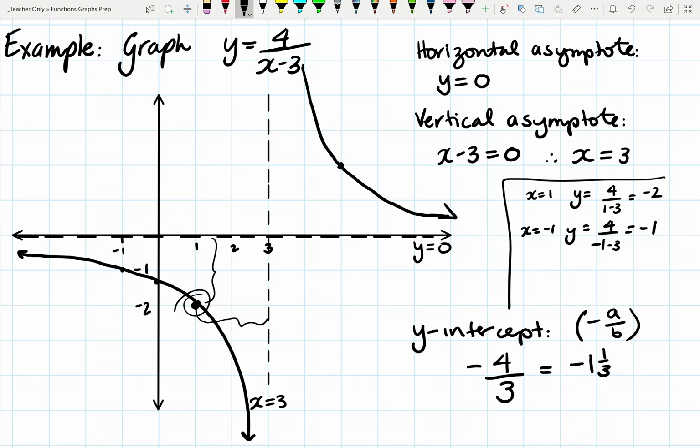The other thing you can do is also a table of values. From there, we label the function y equals 4 on x minus 3. That's it.